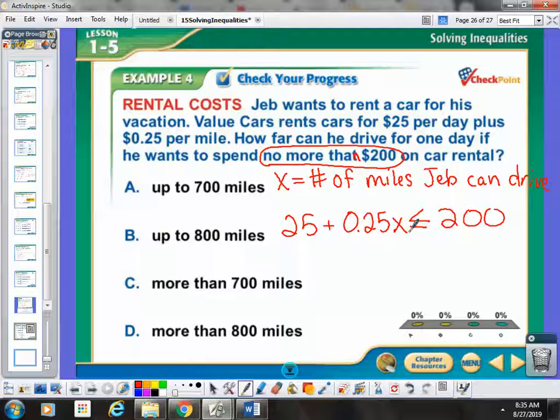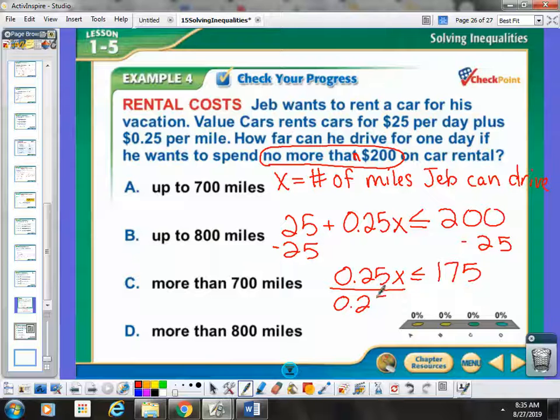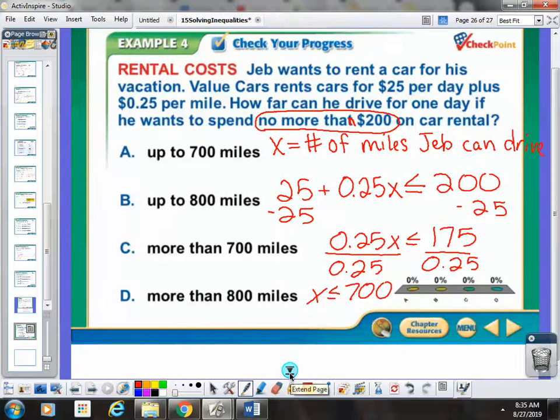Let's go ahead and solve this. Subtract 25 from both sides. Divide. $175 divided by 0.25. Did you get 700? So which one of these answer choices is going to be correct?